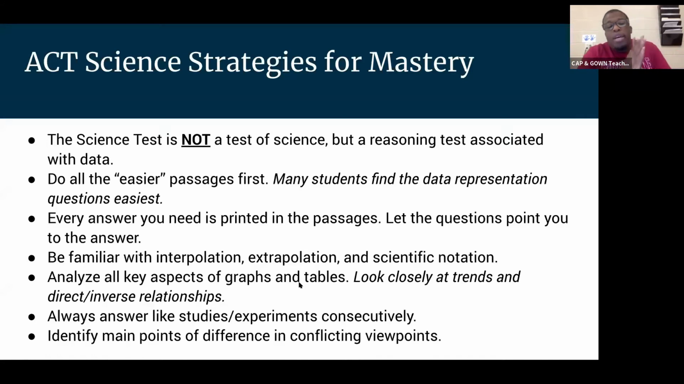All right. Then let's see here. Look closely at trends and direct inverse relationships. That's the other piece I wanted to hit. You know, we talk about graphs and data, but data has relationships. Sometimes you'll see direct relationships or positive relationship. That means as the independent variable is increasing in a particular graph or data set, your dependent variable is going to increase. For example, maybe it might be watering a plant and looking at plant growth.